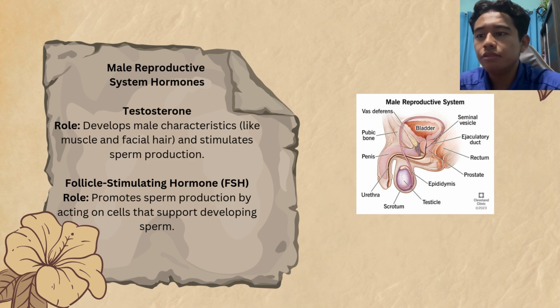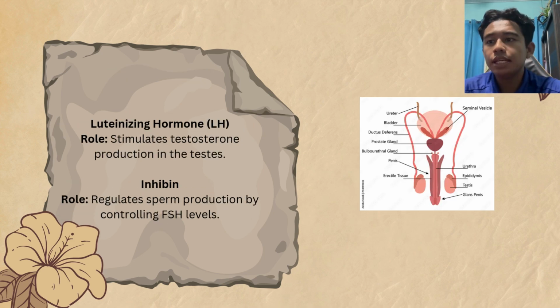Second, follicle stimulating hormone or FSH. Role: promotes sperm production by acting on cells that support developing sperm. Next, luteinizing hormone or LH. Role: stimulates testosterone production in the testes. Next, inhibin. Role: regulates sperm production by controlling FSH levels.